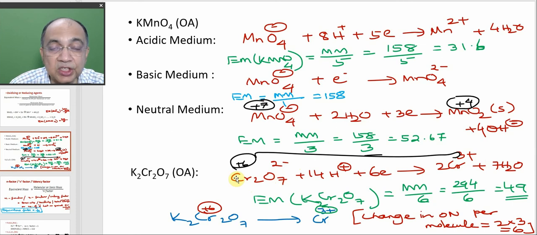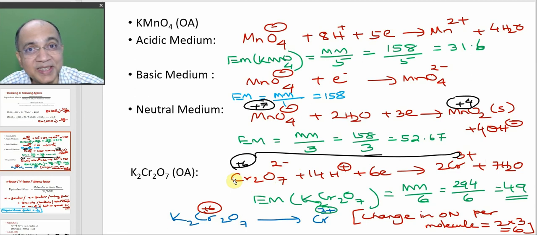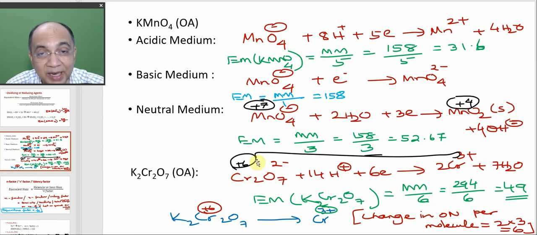So the total change is 2 into 3, 6. Remember, don't forget, you have to look at the entire ion or the entire molecule. You find the change for one atom, but you see the total number of such identical atoms is 2. So into 2. Or you can go for the ion electron method of balancing.